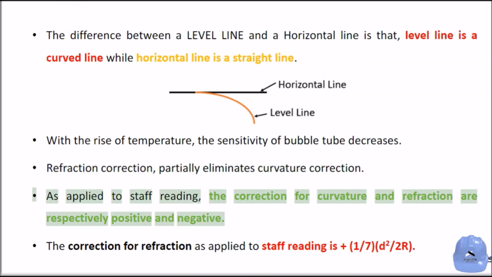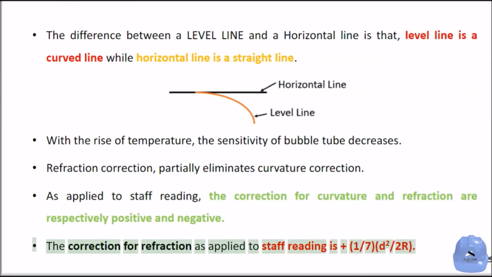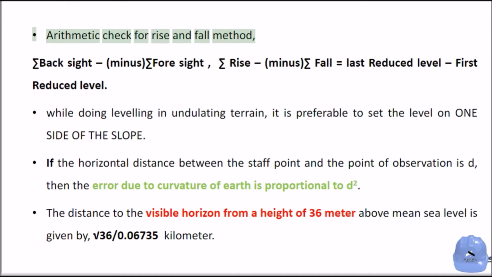As applied to staff reading, the corrections for curvature and refraction are respectively positive and negative. The correction for refraction as applied to staff reading is plus 1/7 d²/2R. Arithmetic check for the rise and fall method: backsight minus foresight equals rise minus fall equals last reduced level minus first reduced level.